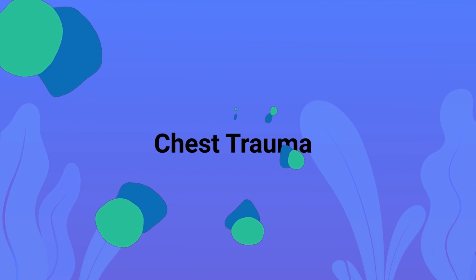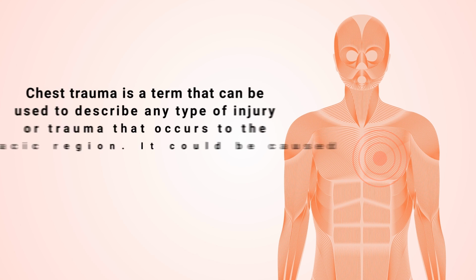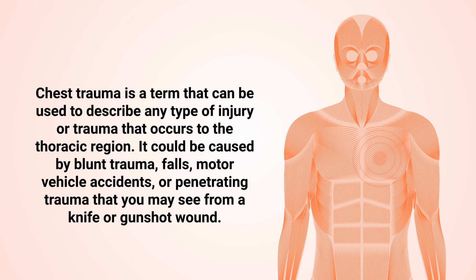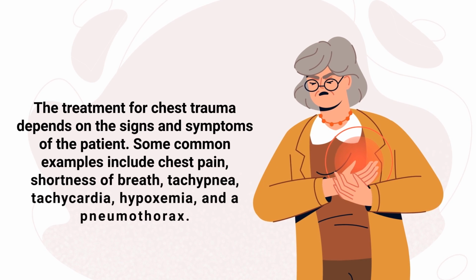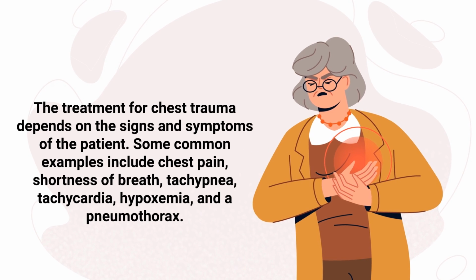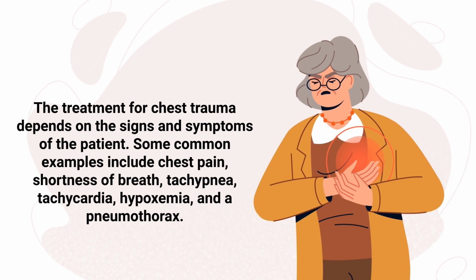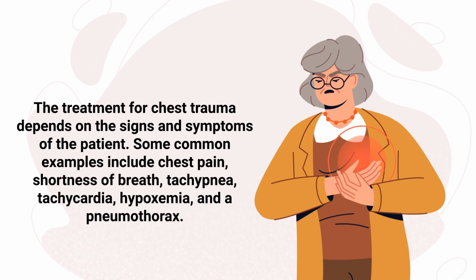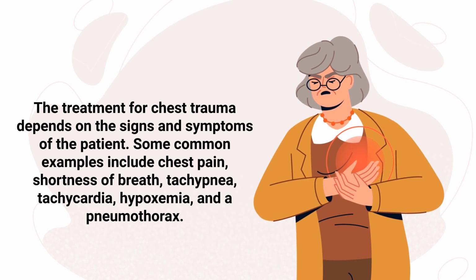First, let's talk about treating patients with chest trauma. Chest trauma is a term that can be used to describe any type of injury or trauma that occurs to the thoracic region. It could be caused by blunt trauma, falls, motor vehicle accidents, or penetrating trauma that you may see from a knife or gunshot wound. The treatment for chest trauma depends on the signs and symptoms of the patient. Some common examples include chest pain, shortness of breath, tachypnea, tachycardia, hypoxemia, and a pneumothorax.